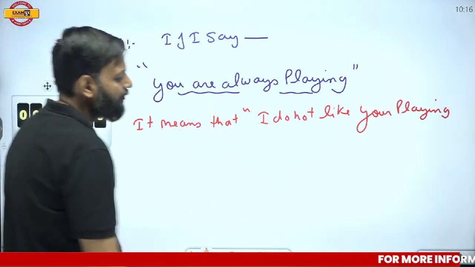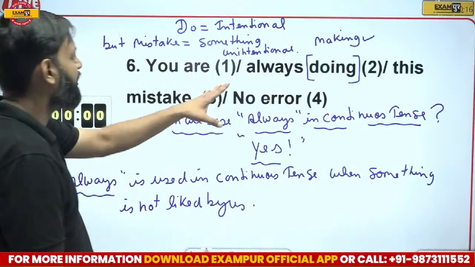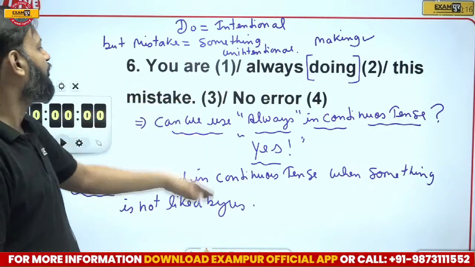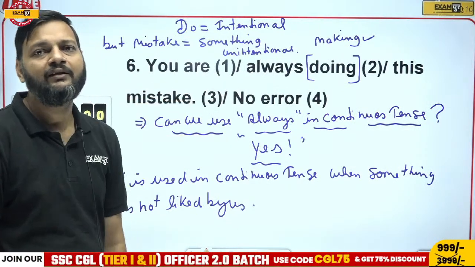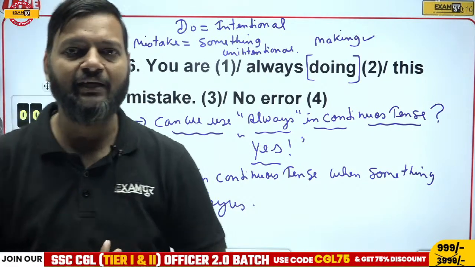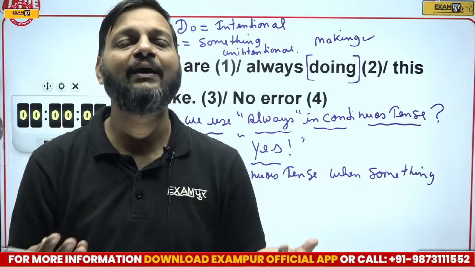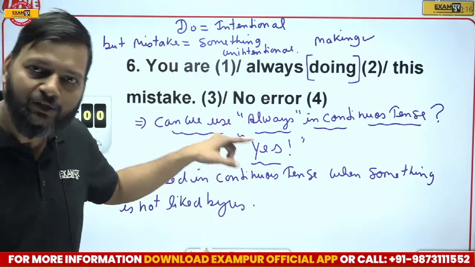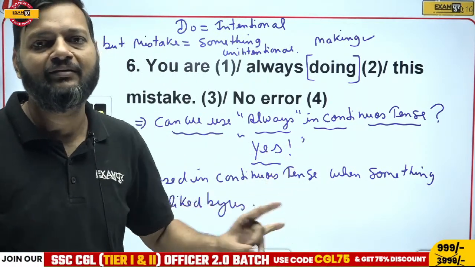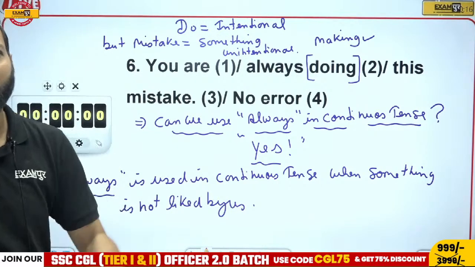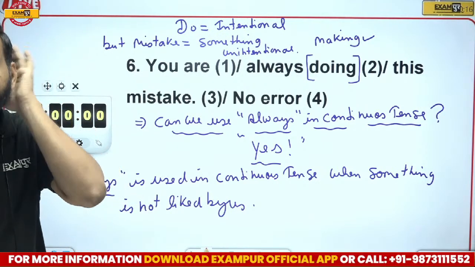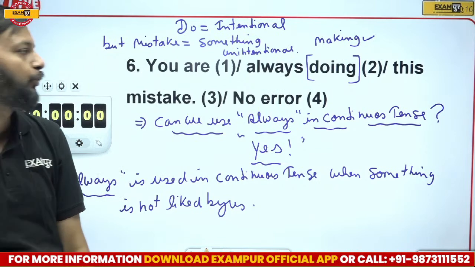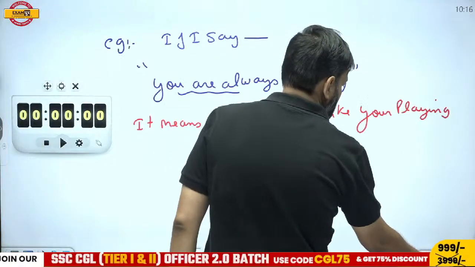Okay, so here always is absolutely correct. You are always making this mistake means that your making mistakes is not liked by me. I do not like your making mistakes. So in this sense we can use always in continuous tense. Is it clear, guys? Okay, the next one.